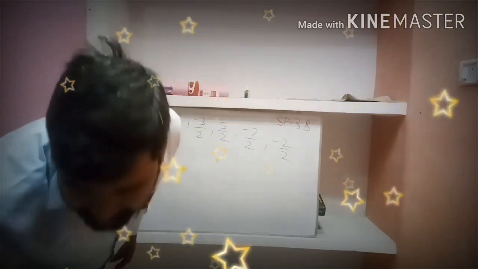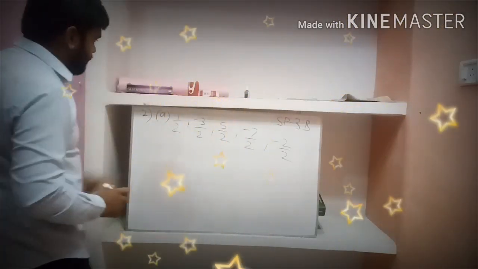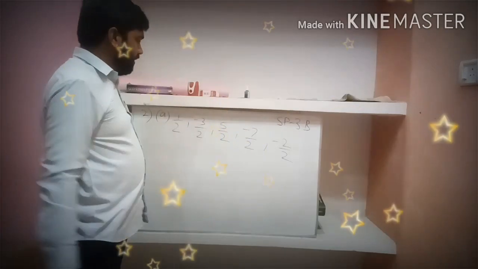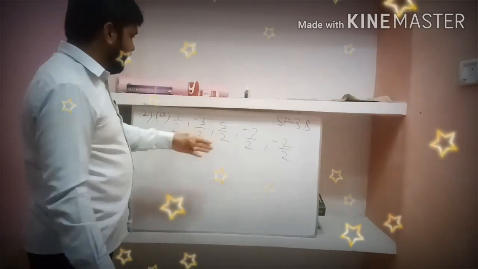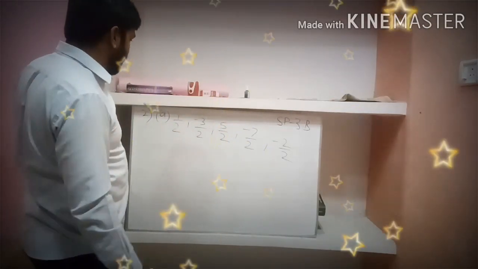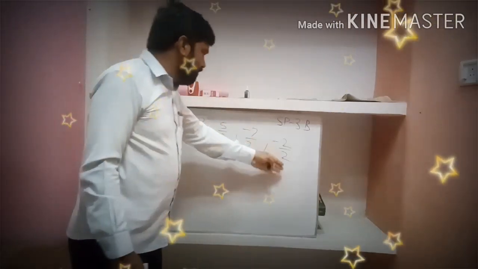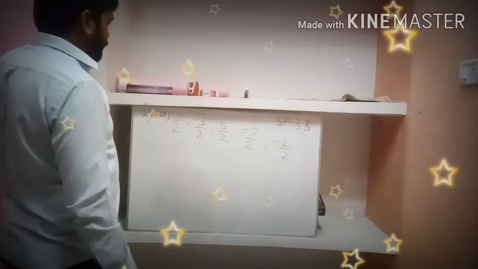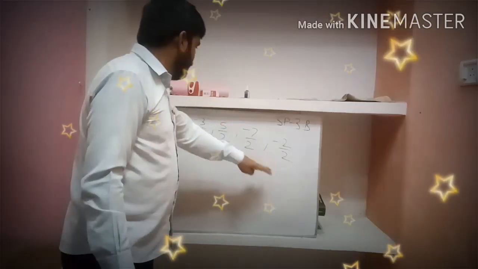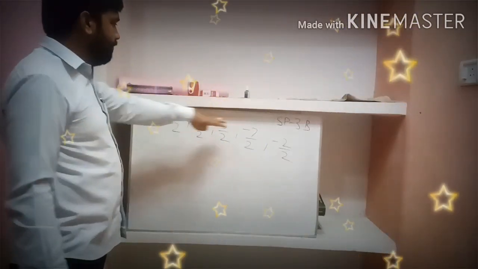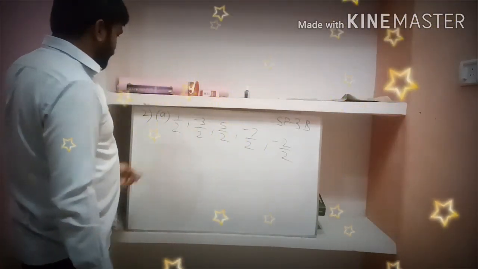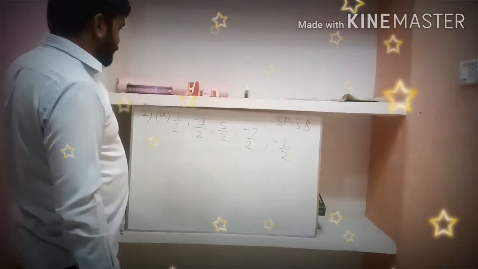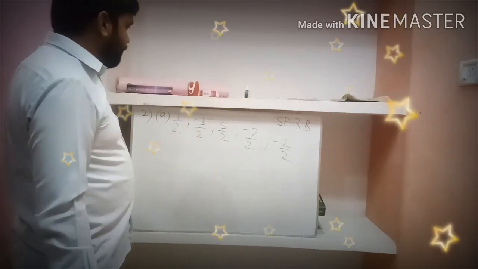So we have to arrange this from least to greatest. Least to greatest means ascending order. Now see the value. Minus 2 by 2 means minus 1 only. All the denominators are the same here, so it is very easy to do the comparison. Only compare the numerators. Which is the smallest value?